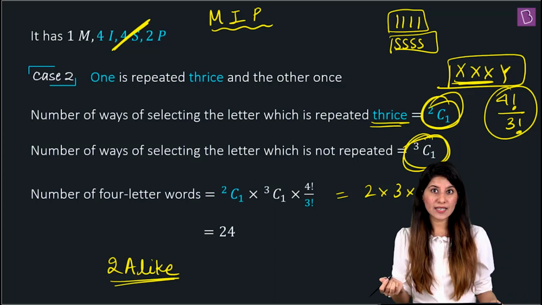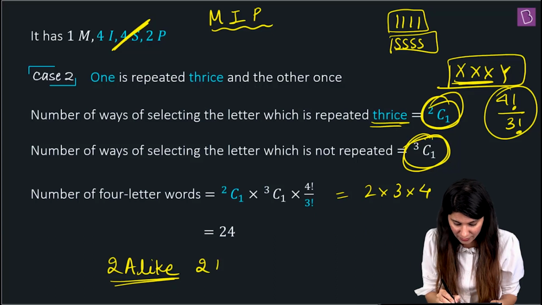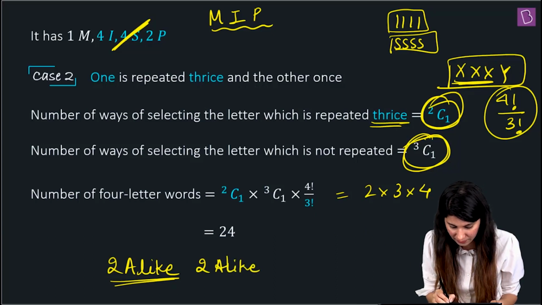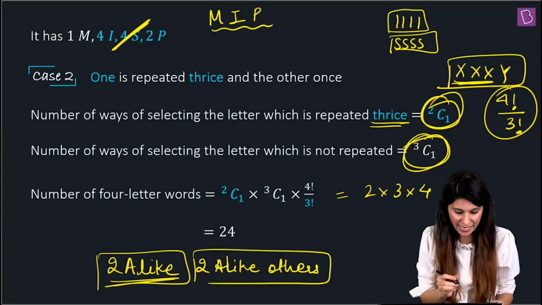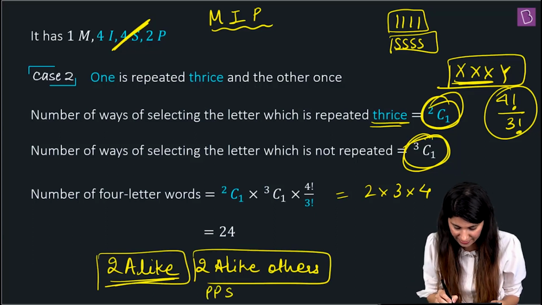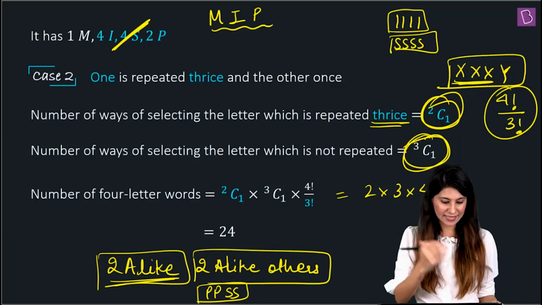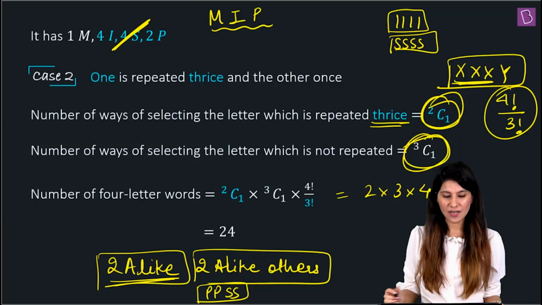Okay, if two alike are there, the rest two can both be other alike. So two alike, two others alike. Let me give you an example. For example, you have PPSS as your selection. Two alike, two others alike. This should be your case number 3, right?